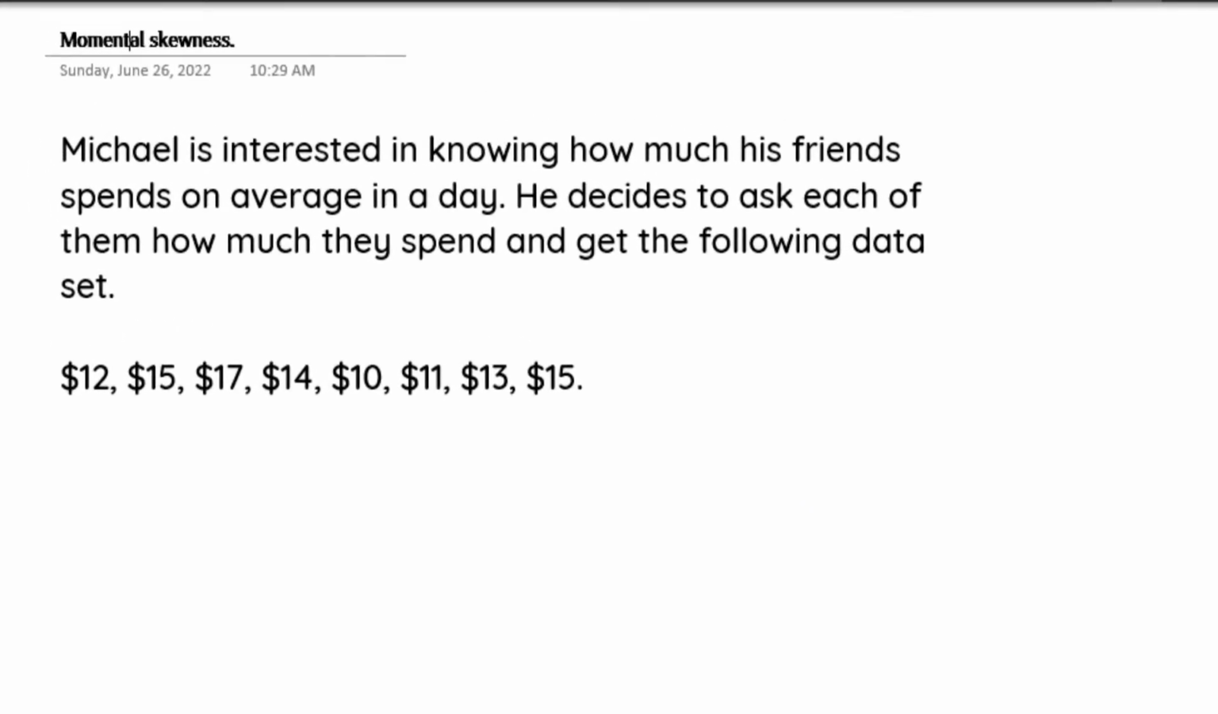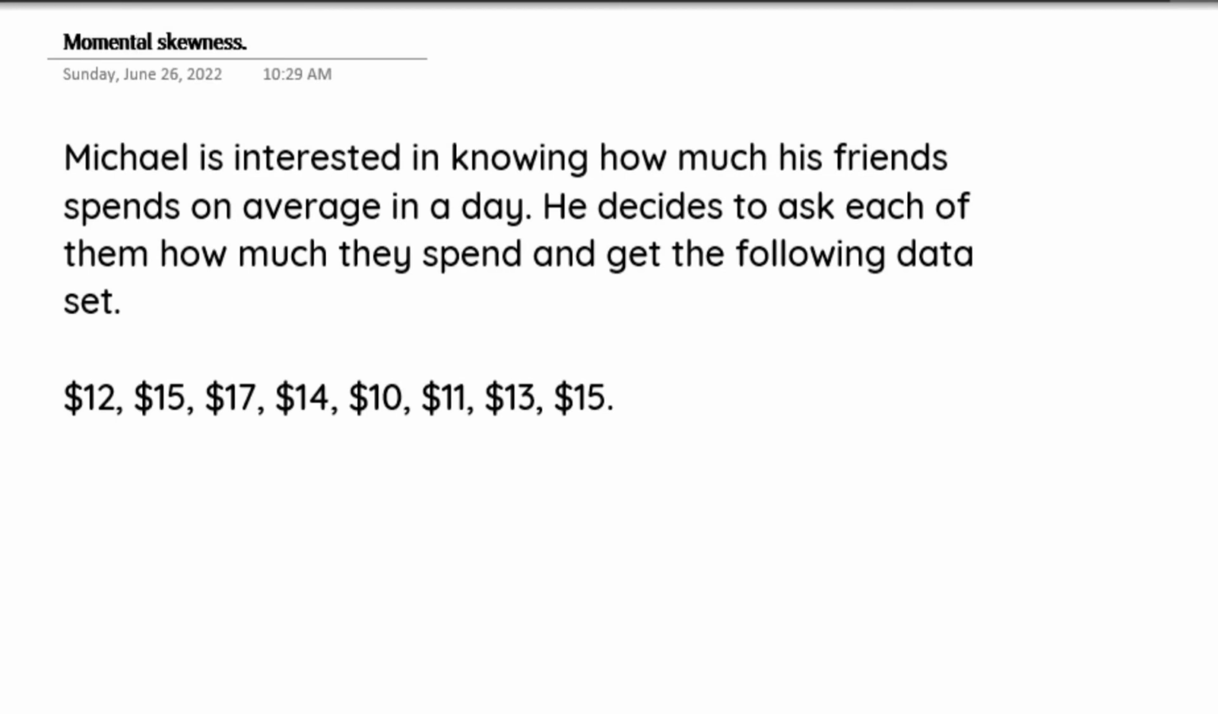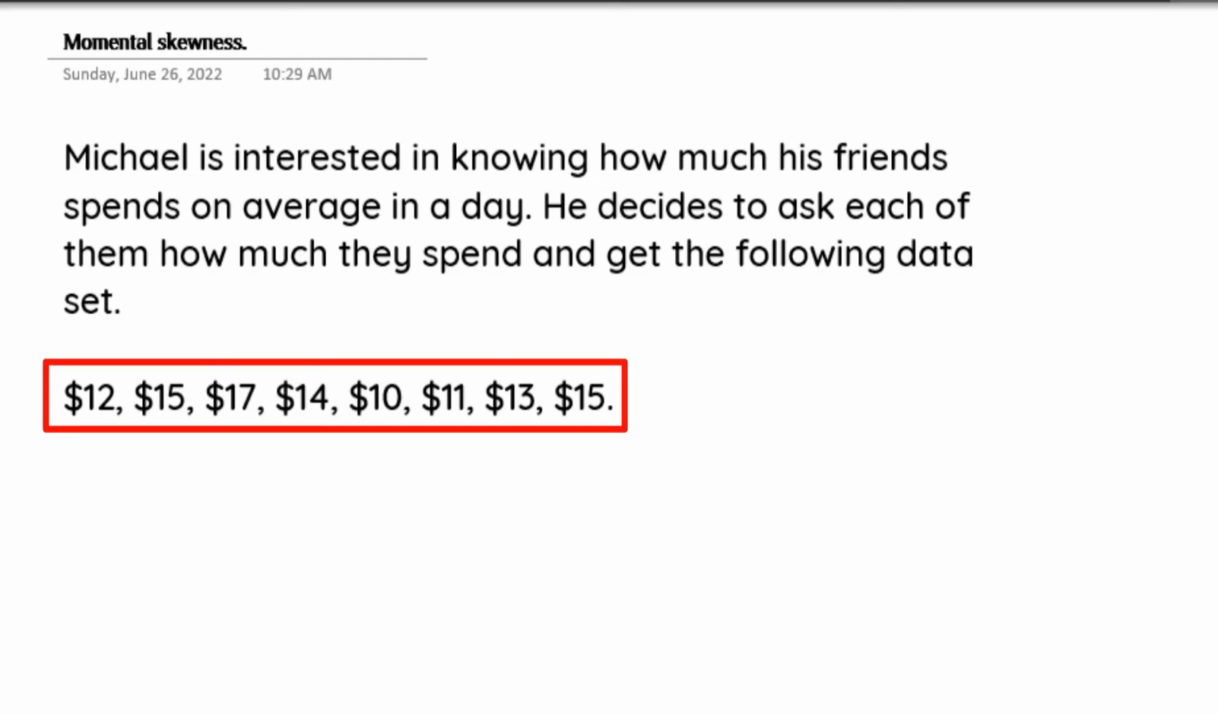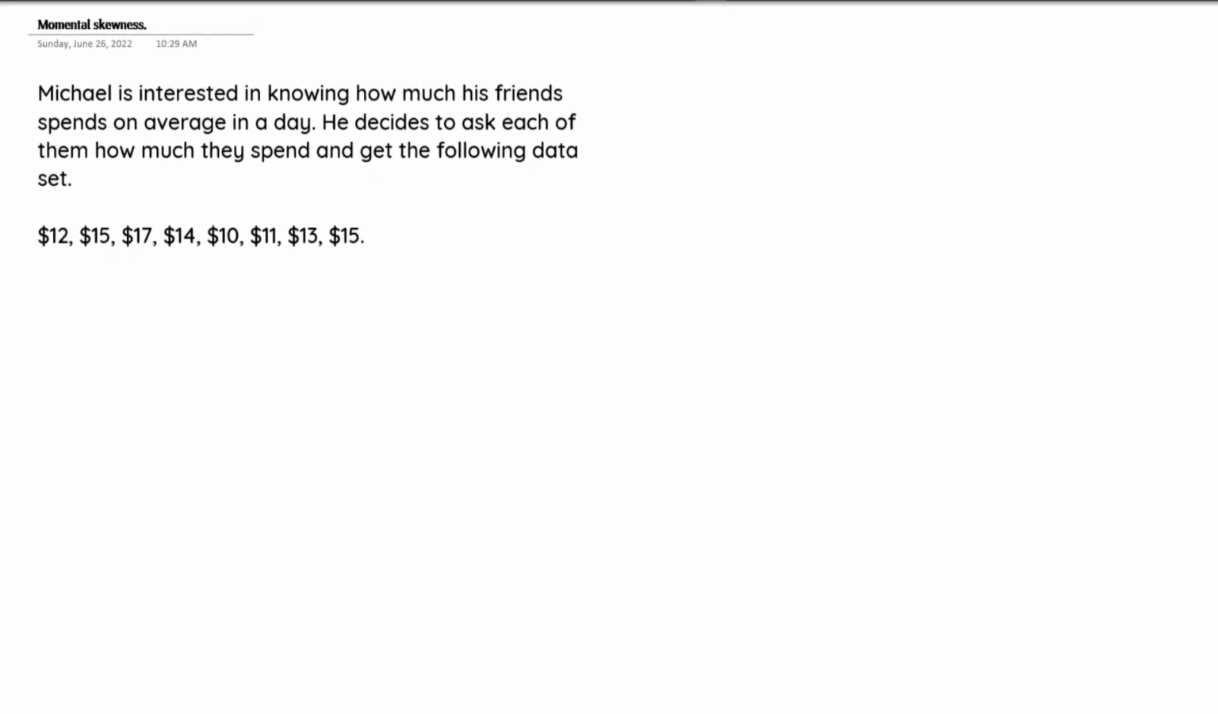And this is our question right here. It says that Michael is interested in knowing how much his friends spend on average in a day. He decides to ask each of them how much they spend and gets the following data set. So we have $12, $15, $17, $14, $10, $11, $13, and $15. And we actually want to use this data set to get the momental skewness.